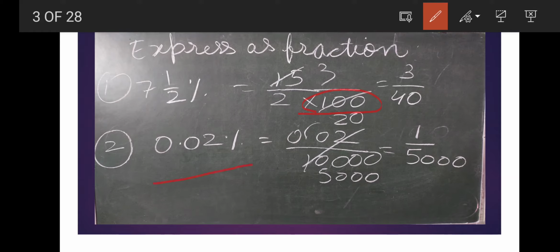Next is 0.02%. How will you convert this 0.02% into a fraction? So 0.02 you write over 1, then remove the decimal by putting zeros. After the decimal, 02 is there, so 2 zeros go here, and since the percentage sign is given, you write 100 in the denominator. Altogether there are 4 zeros. You do the calculation and you get the answer 1 by 5000.